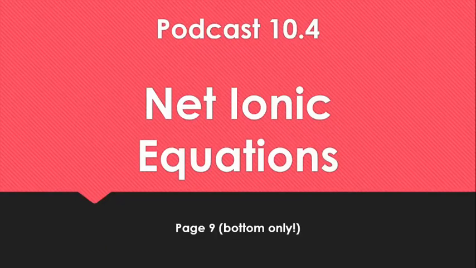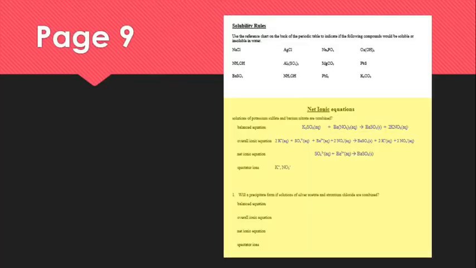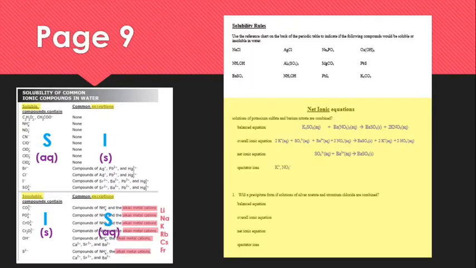This is podcast 10.4, talking about how to write net ionic equations. And this is going to be filling in page 9, just the bottom part that we didn't go over in the last podcast. And we've already technically done half of it. I'm just going to kind of explain it. So, shouldn't be too bad.